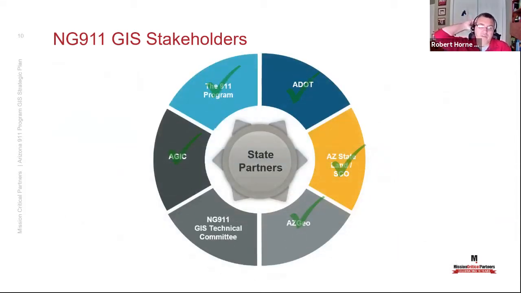Our state partners, we have formed a partnership between the 911 program and AGIC, Arizona DOT, State Land, AZGO, and the one that we have not checked here is the Next Gen 911 GIS Technical Committee. That just has not been formalized yet, and that is the one that we are going to focus on building that partnership. How can the committee help 911? How can the 911 program help the committee? And how does that benefit the stakeholder community? So folks that are on that GIS technical committee, please stay tuned as we start to roll that outreach.